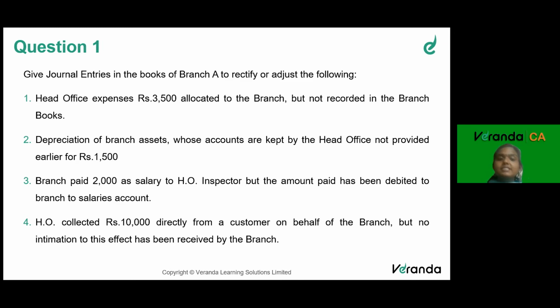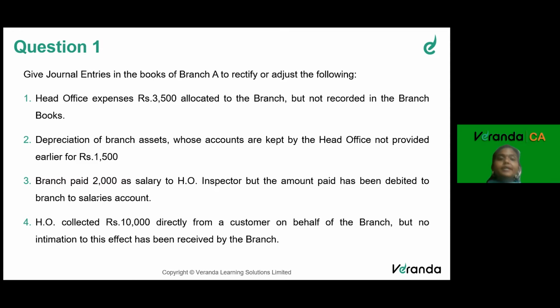Next was also the same way. Depreciation for a branch asset, not a head office asset, needs to be recorded by the branch, but was not provided. How do we do this? Depreciation account debit to head office account. Very good, Naina. So depreciation account 1,500 to head office account 1,500, not provided earlier, as the asset has been kept by the head office only.